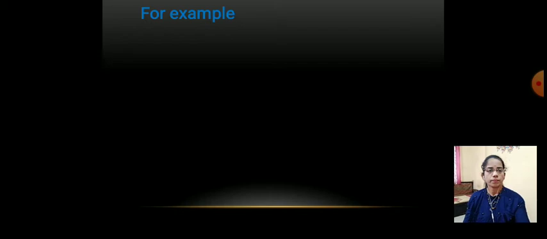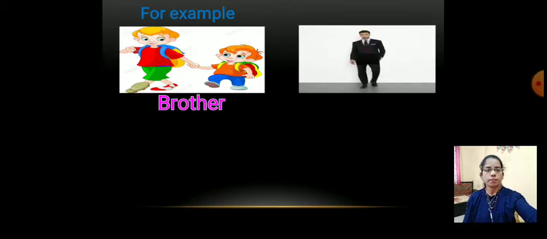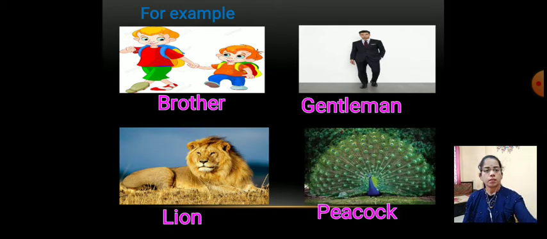Let's see some examples. For example, brother, gentleman, lion, peacock. It means that it denotes all the male persons and animals. It means brother, gentleman, lion and peacock, all these are included in the masculine gender.